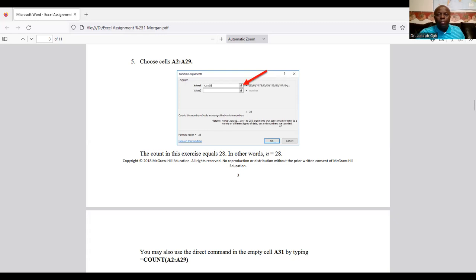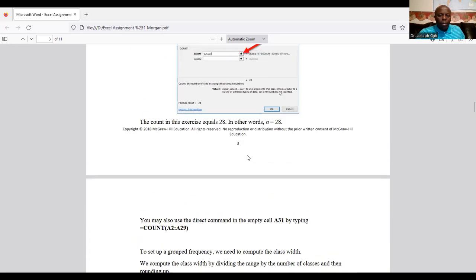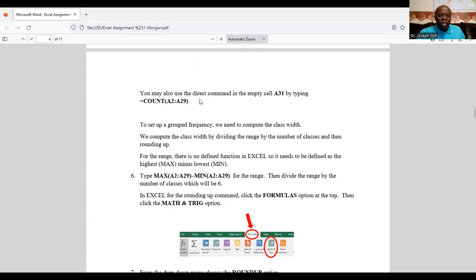Okay, let's see. I'm looking for the assignment. Okay, I've seen it. The next step says find the range, then divide the range by the number. What he's saying here is what I was about to explain.